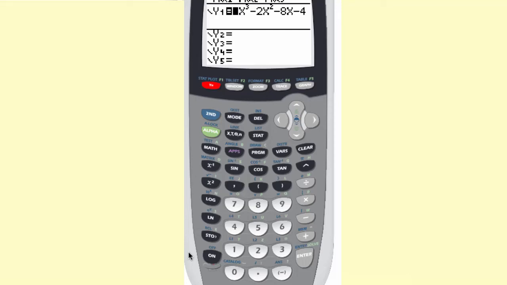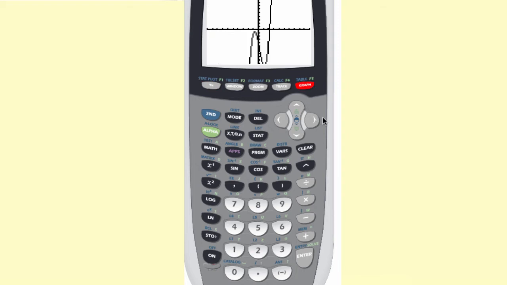So the big picture for this lesson is analyzing graphs of polynomial functions. And we're going to be looking at zeros of these functions and turning points of these functions. So I have my calculator ready, and I have a polynomial function already entered, 3x to the third power minus 2x squared minus 8x minus 4.